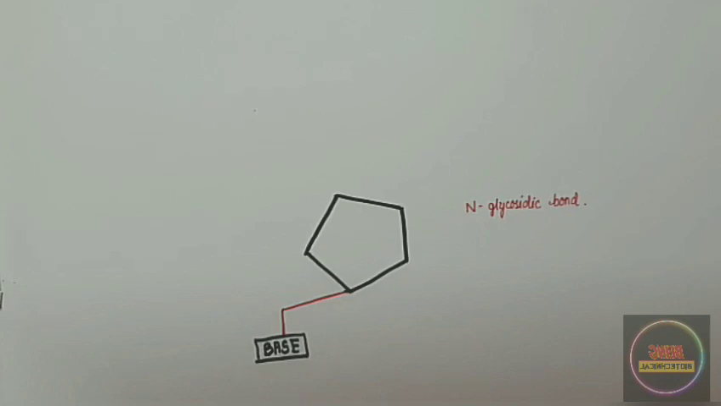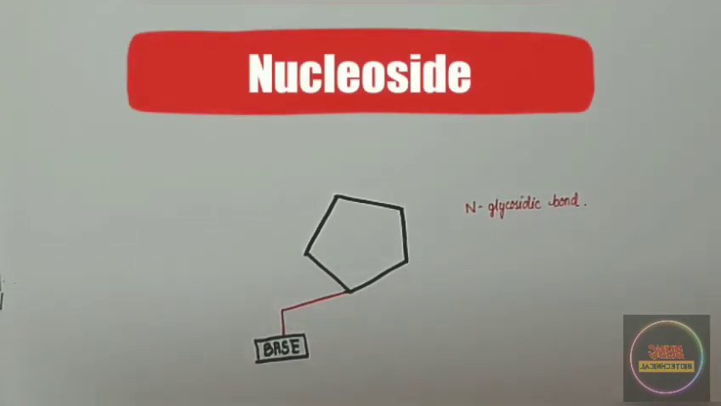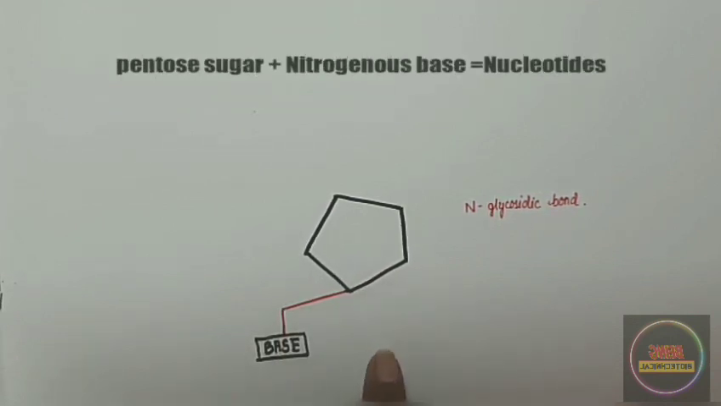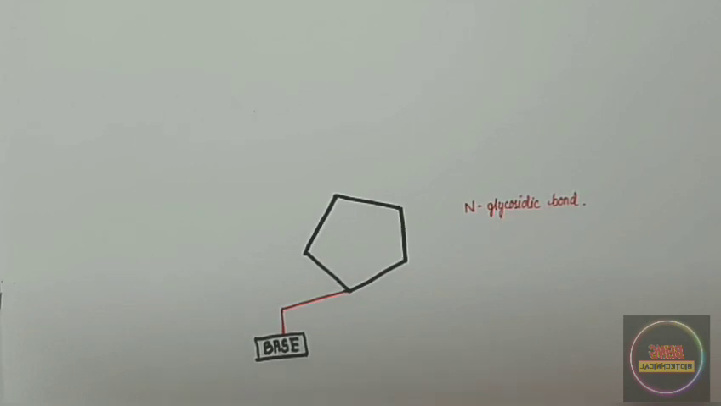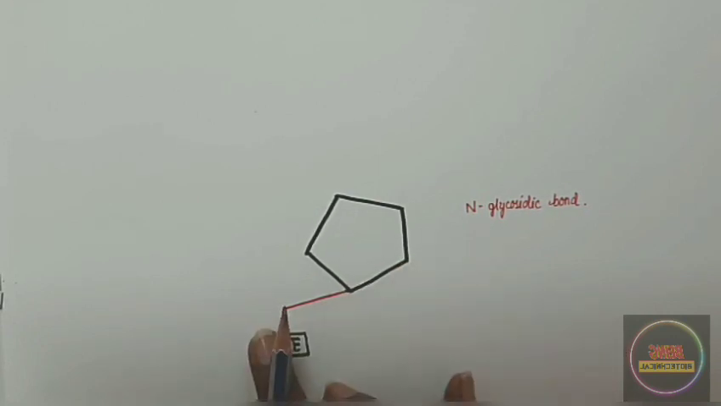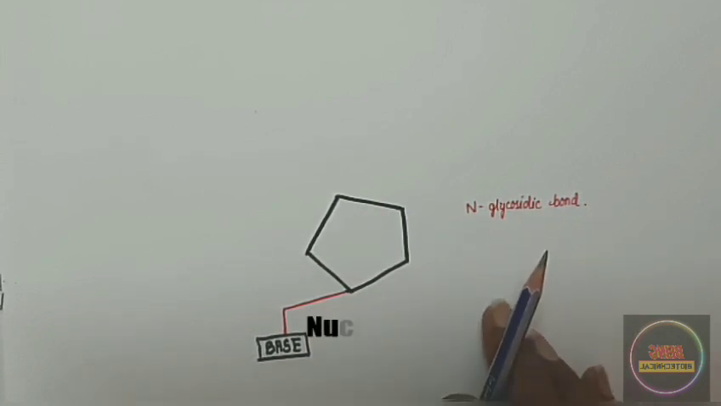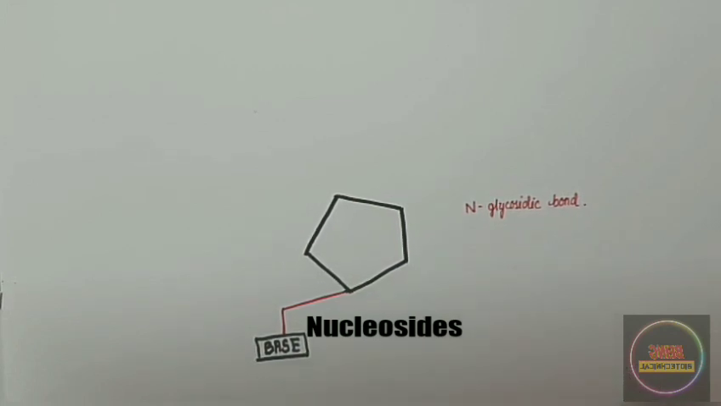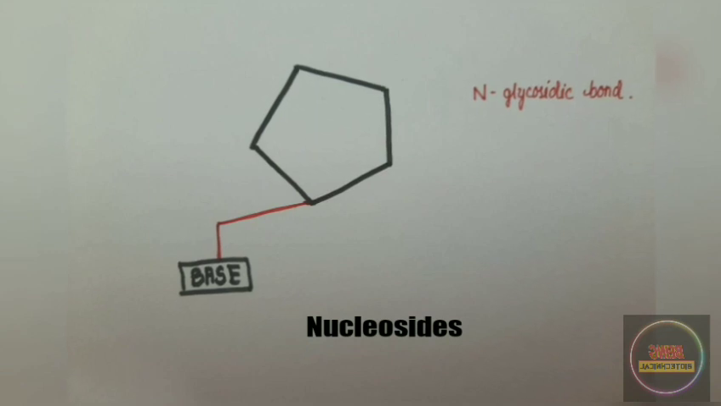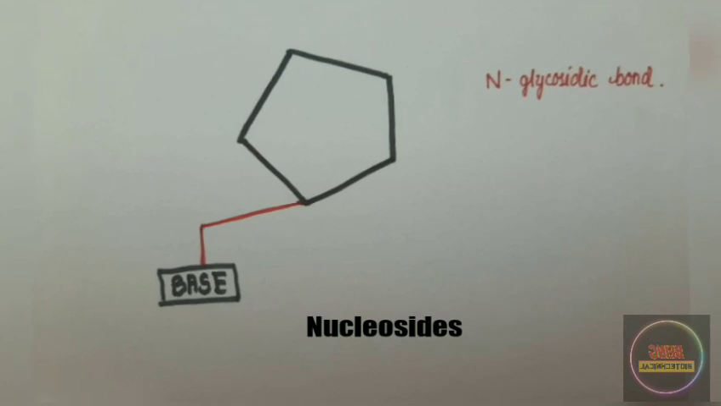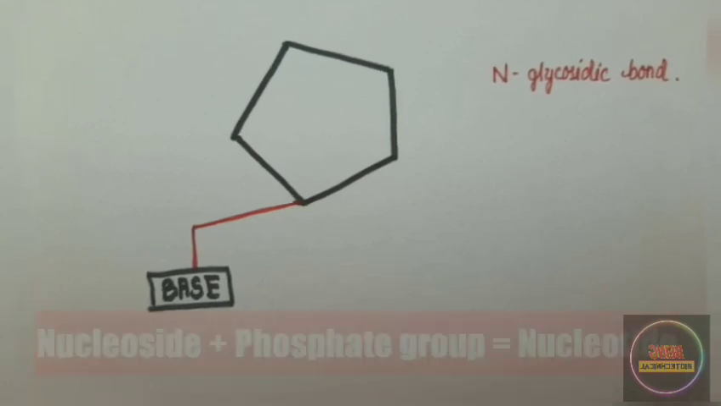One more thing you need to remember is that the pentose sugar, when attached to the nitrogenous base, together is known as a nucleoside. So, remember, pentose sugar plus nitrogenous base will give you a nucleoside. When they are joined to one another, it is known as a nucleoside, which means this is now the structure of a nucleoside. Clear? This is now a nucleoside.